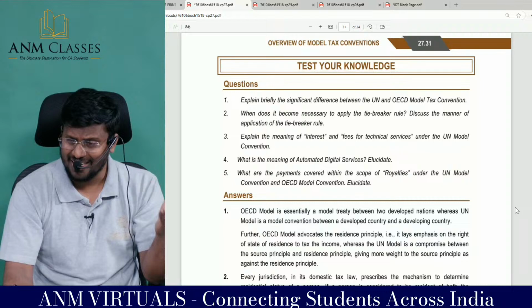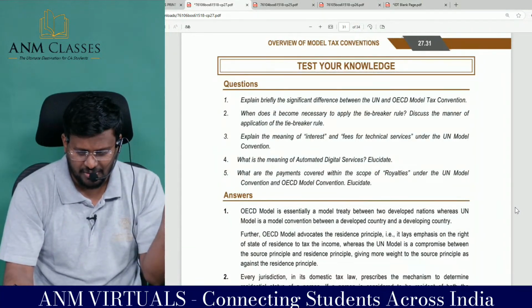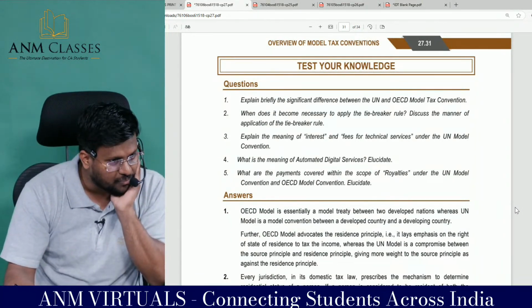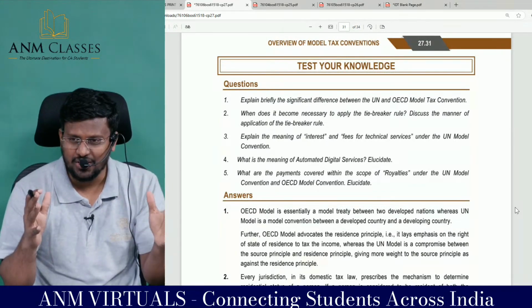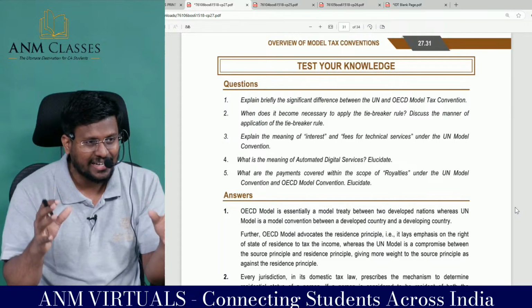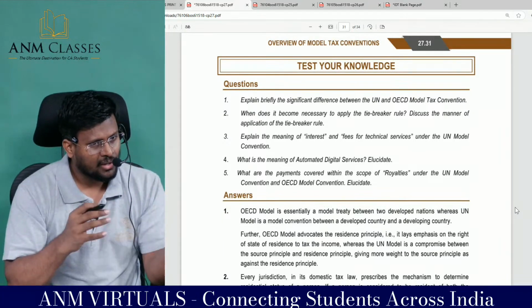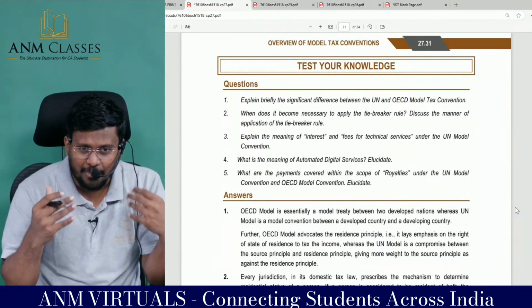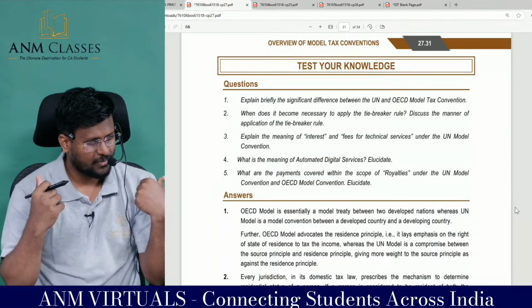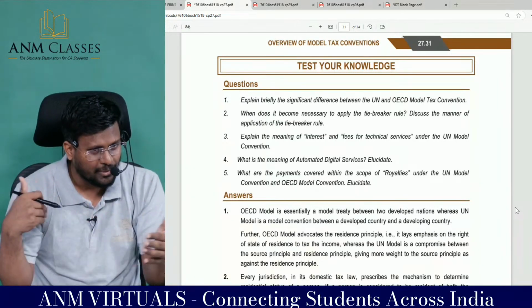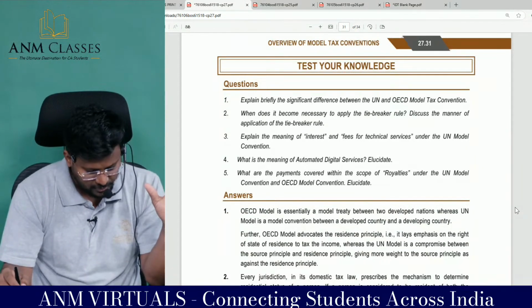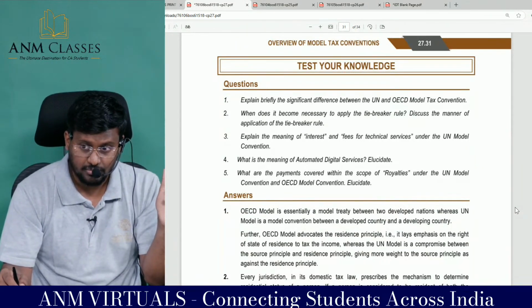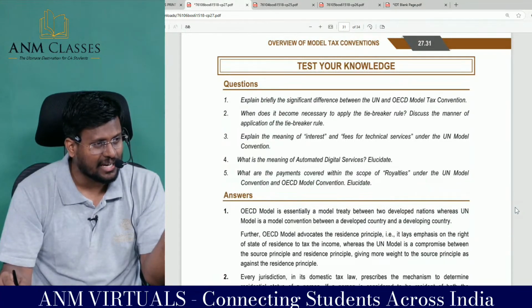Explain the meaning of interest and fees for technical services under the UN model convention. This is how they are asking the question. There is no difference in the definition of interest between OECD and UN. Interest means any income received from the debtor in the form of, sir, like that we read, that you have to reproduce, and does not include penalty. Yes, sir. And fees for technical services.